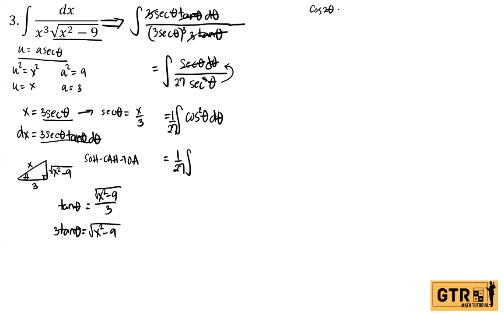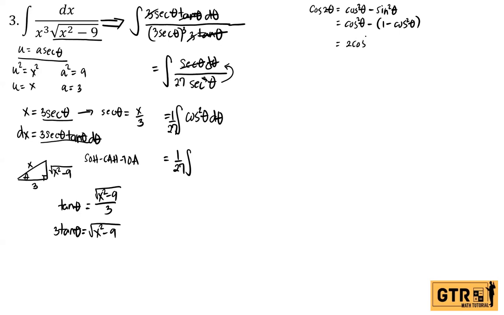So cosine 2 theta is equal to cosine squared theta minus sine squared theta. Then this sine squared theta, we express in terms of cosine squared theta. So it becomes cosine squared theta minus (1 minus cosine squared theta). Then we combine, so minus minus becomes positive.